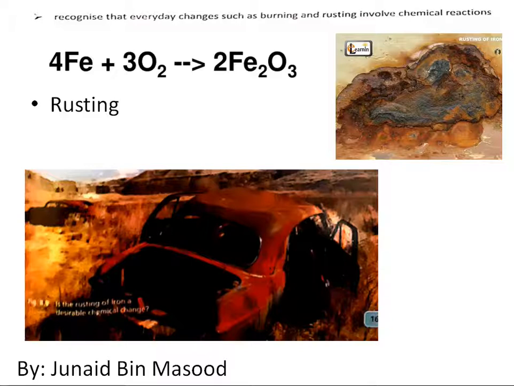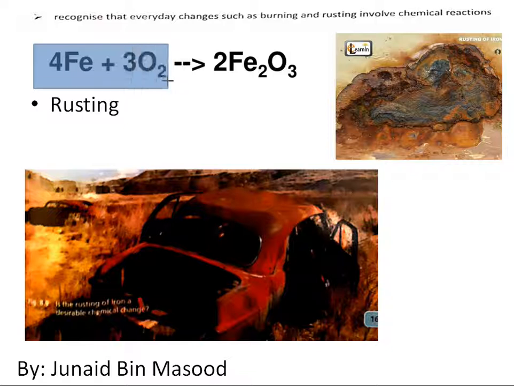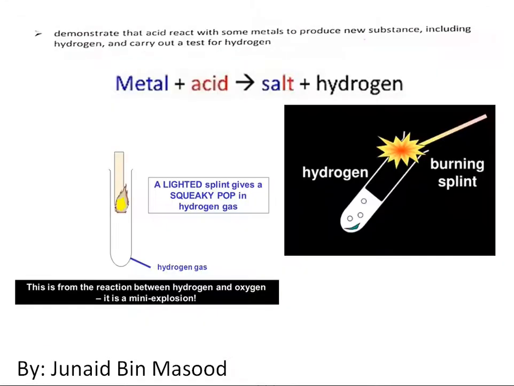Talking about basically rusting. So we've already covered this objective, and you now can easily understand if anyone asks you to write an equation or a chemical word equation. You can always write: metal reacts in a chemical reaction with oxygen to produce metal oxide. Okay? Now, there are some very general reactions.